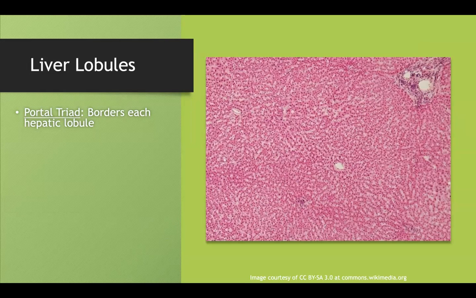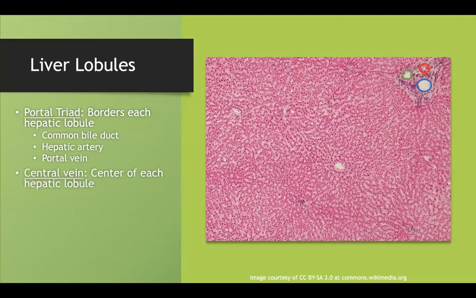So on the top right of your screen, you can see a portal triad. Here you have your common bile duct, your hepatic artery located here, and your portal vein. So the portal triad has now entered the liver, but how does the blood actually flow through the liver? We have a central vein, which I've highlighted in red at the center of each of these lobules. Blood will drain from that portal triad and percolate until it reaches the central vein. So you can see that both the arterial and the venous blood will drain in this manner.